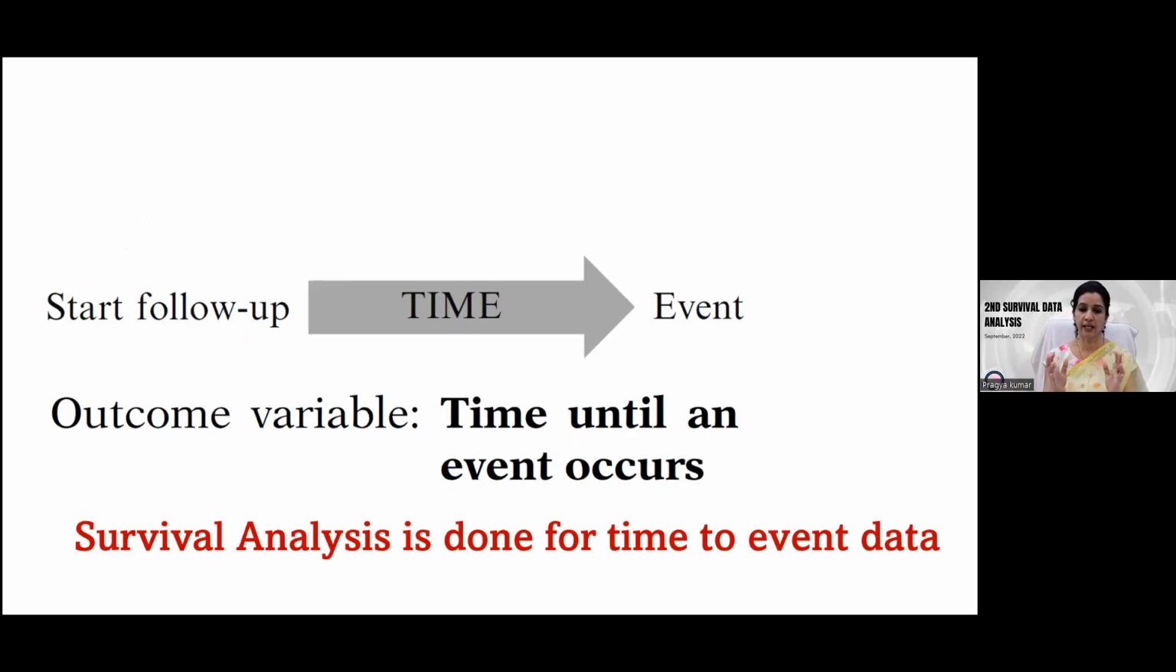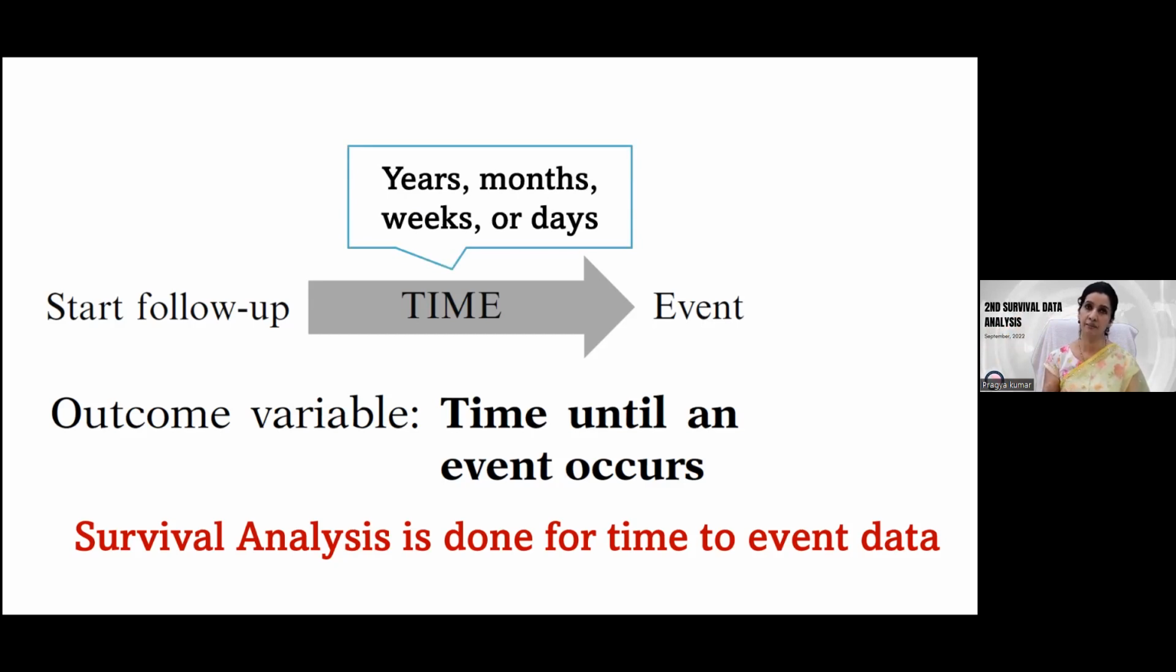So there can be two types of variable. First, there can be a start time, and then there is an event. So there are two outcome variables, like we discussed. The first outcome variable is the occurrence of the event, and the second is the time until that event occurs. So survival analysis is done for this time-to-event data.